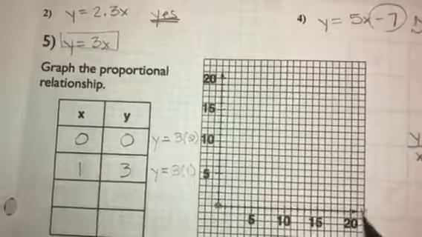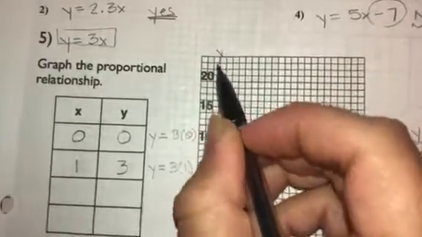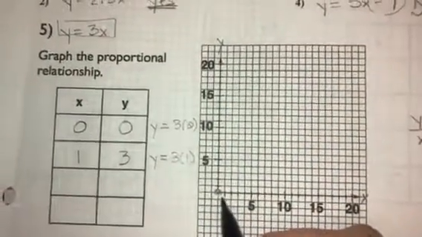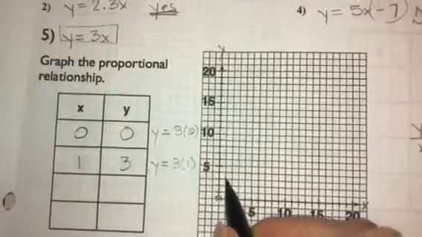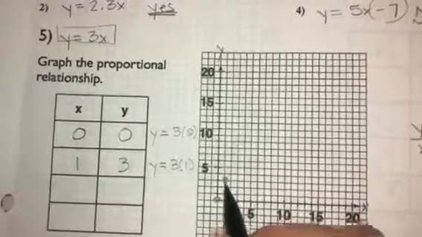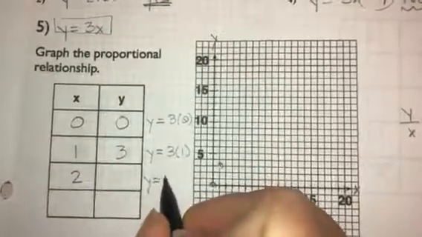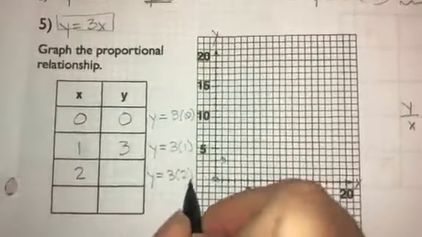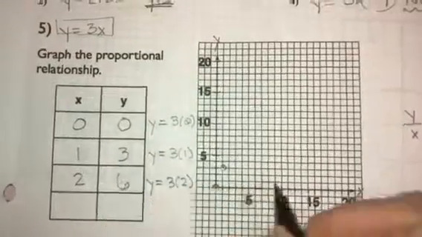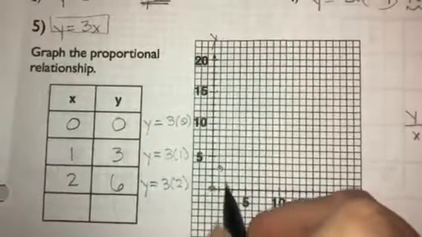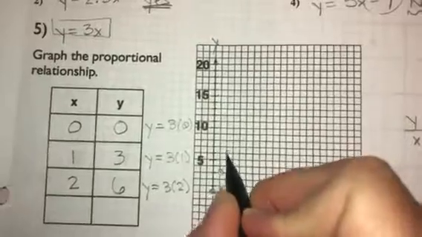So this is the x-axis, this is the y-axis. And so we think, okay, well, when we plugged in 1, we got 3, so we would plot the point 1, 3. What about if we plug in 2? Y would equal 3 times 2 this time. 3 times 2 is 6, so we would go where x is 2, y is 6.